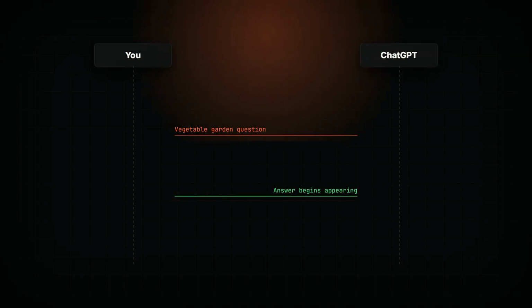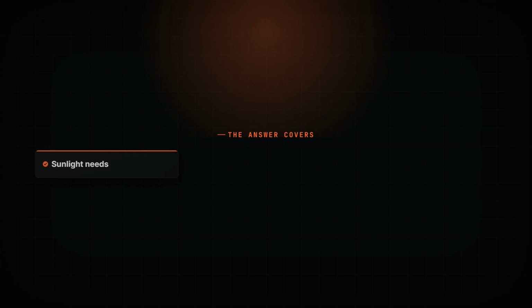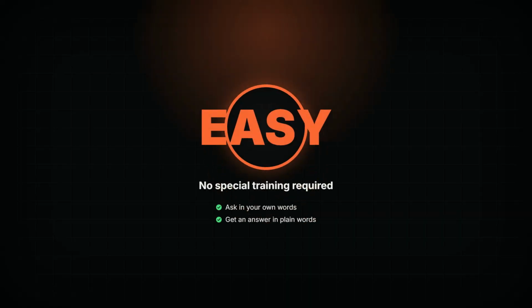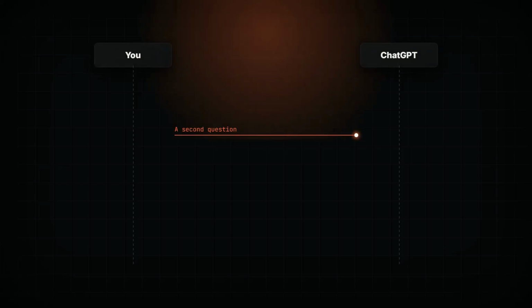You press enter, or you tap the little arrow next to the box. Within a few seconds, words begin to appear on the screen, forming full sentences, offering suggestions about sunlight, soil, and which vegetables grow well for beginners. You didn't need to install anything complicated. You didn't need any special training yourself. You typed a question in your own words, and the program answered in its own words, the same way a helpful neighbor might if you asked them over the fence.